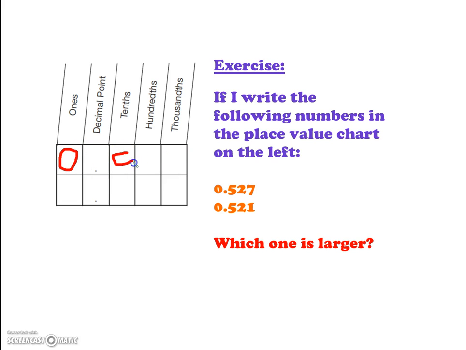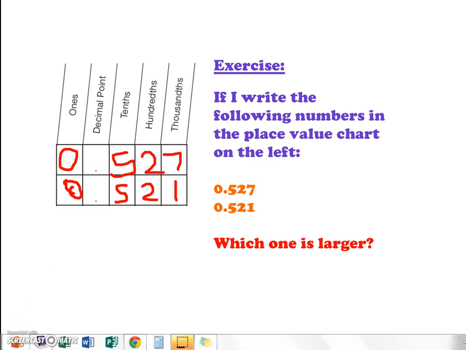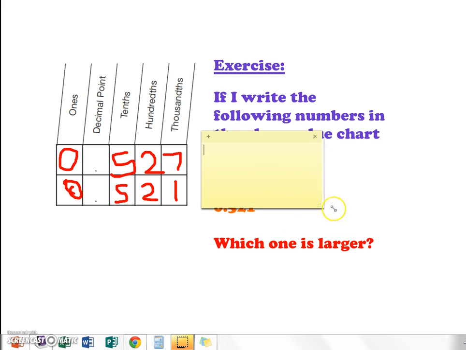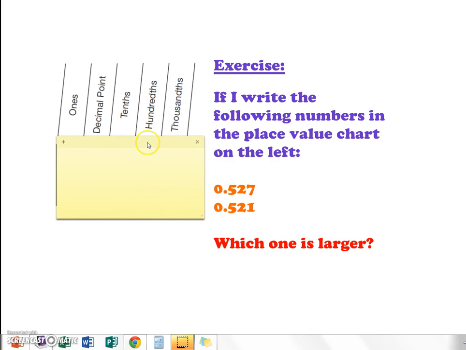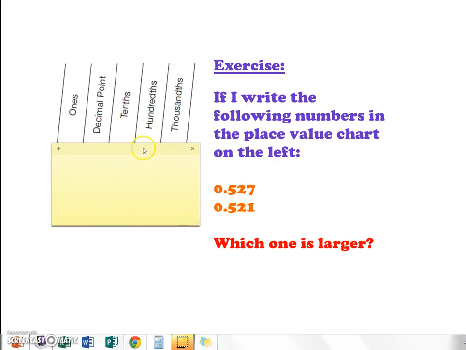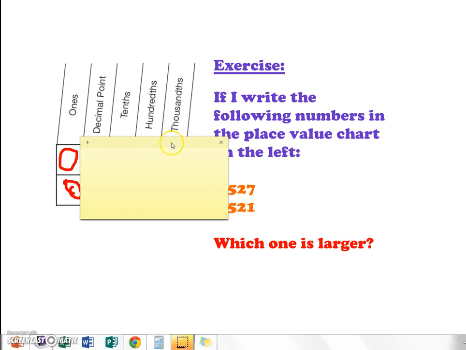So that's 0.527 and 0.521. And the trick that I taught them is to take a little post-it note, and I have a virtual post-it note, and cover up the numbers after you've lined them up like this, and then just check each place value. So the ones are on top of the ones, and we check, and can I see which one is larger from this? No, I can't.